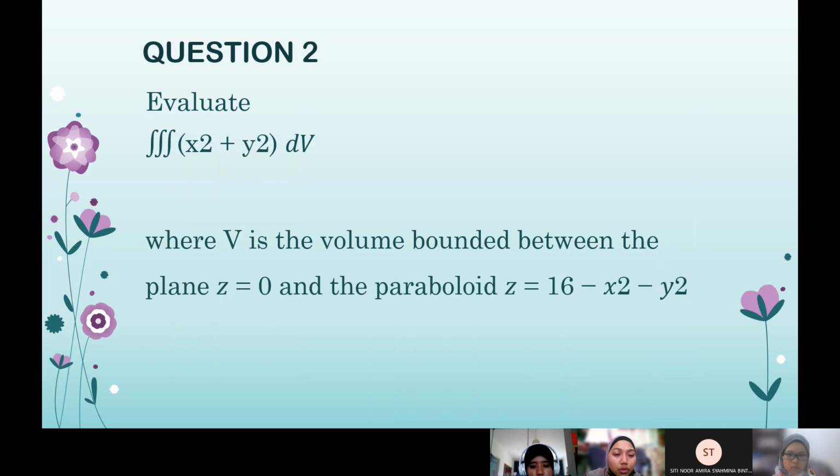Okay, so for question 2, the question is to evaluate the triple integral of x square plus y square with respect to dv, where v is the volume bounded between the plane z equals 0 and the paraboloid z equals 16 minus x square minus y square.